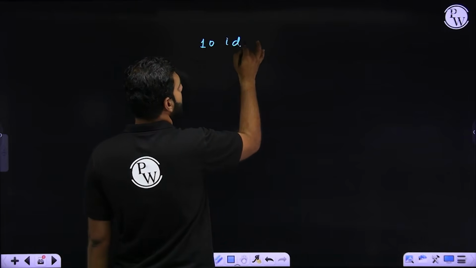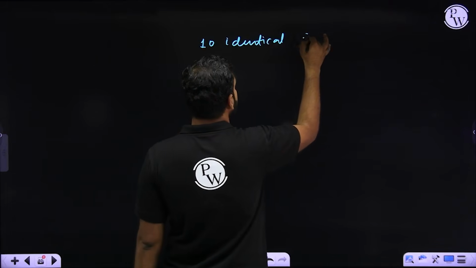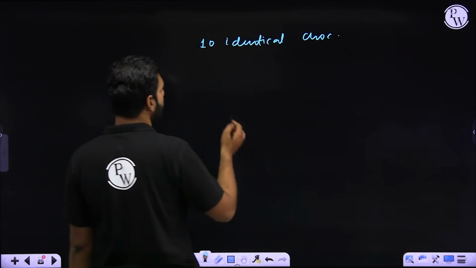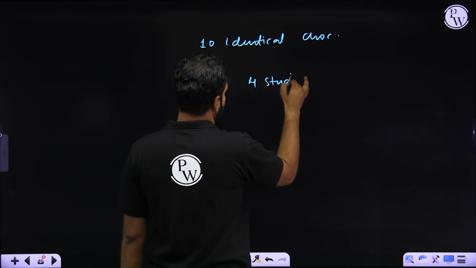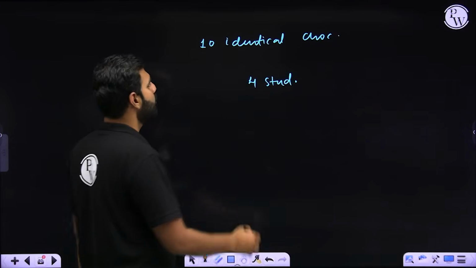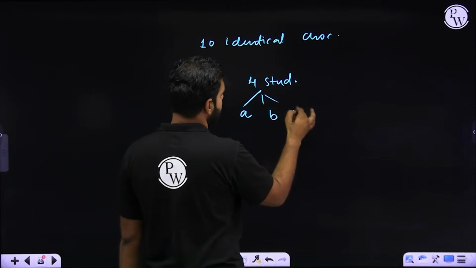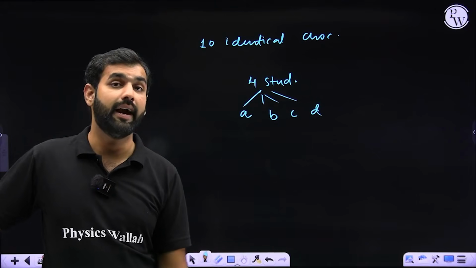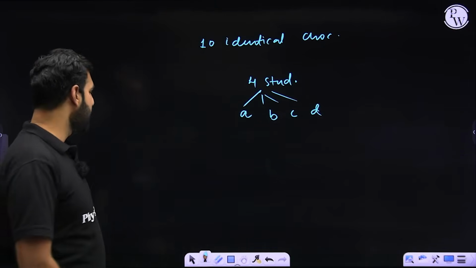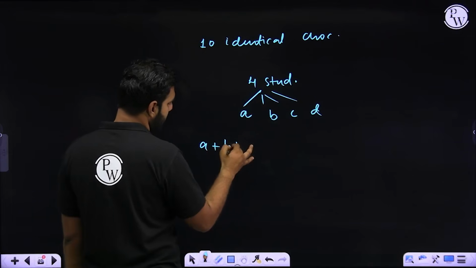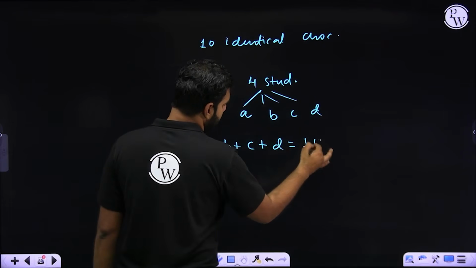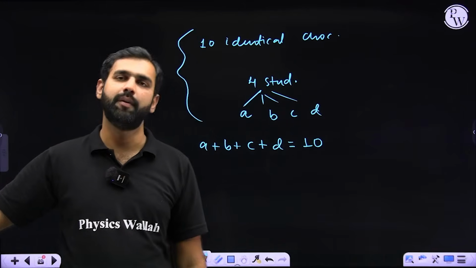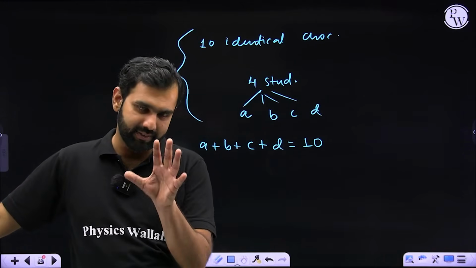Let's say I have 10 identical chocolates, and there are 4 students sitting in the class. Let's say the names of the 4 students are A, B, C, and D. So in how many ways can I distribute these 10 identical chocolates among 4 students? My answer will be: A plus B plus C plus D should be 10. Sometimes they put some constraints on it. We'll discuss that later.